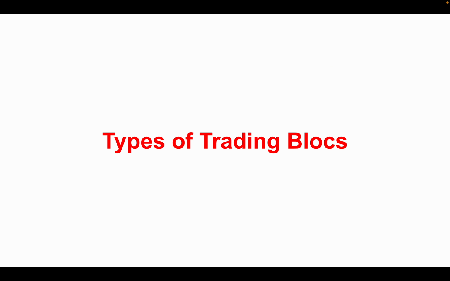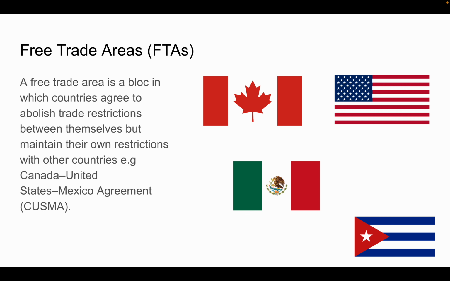Now we have types of trading blocks. So the first one I have here is an FTA, or Free Trade Area. A free trade area is a bloc in which countries agree to abolish trade restrictions between themselves but maintain their own restrictions with other countries. So we could use an example of Canada, United States, and Mexico.